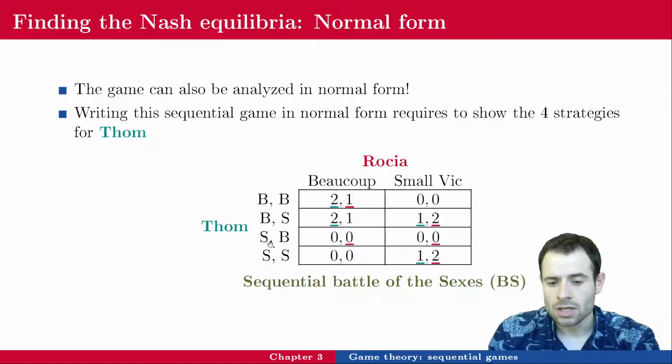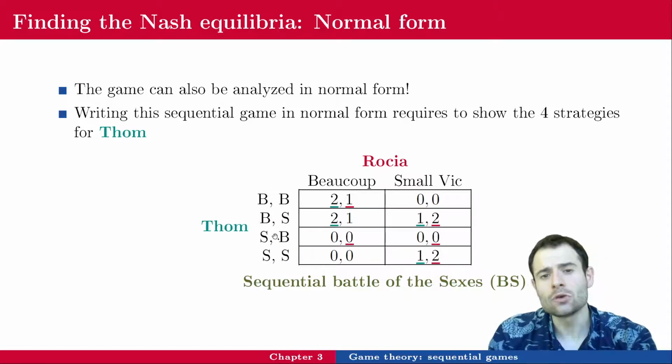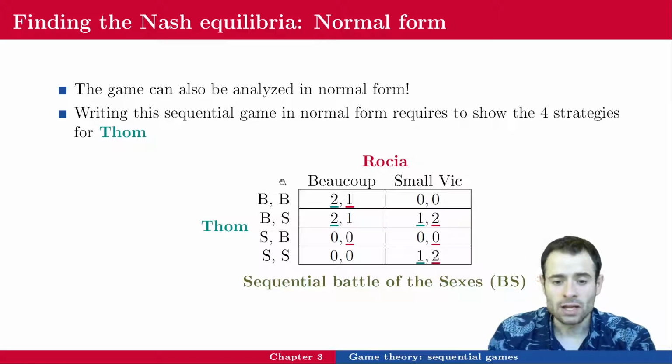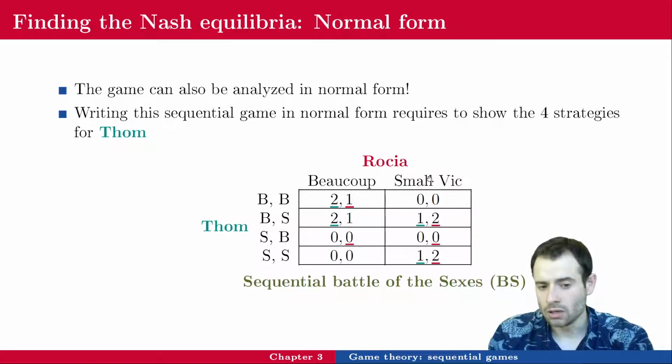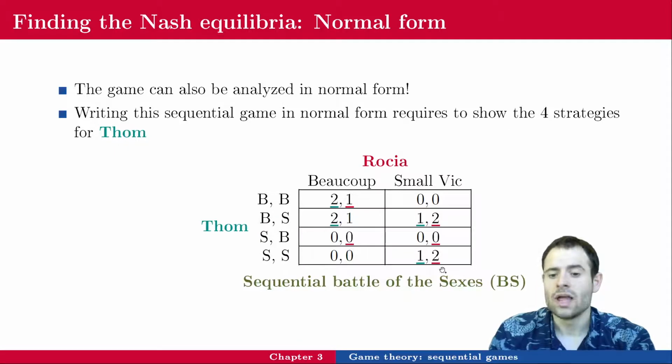He is not going to meet her. So in both cases, they both get a payoff of 0. Finally, if Tom goes to small victory no matter what, in the case where Rosia goes to beaucoup, they miss each other and get 0. And in the case where she goes to small victory, they meet and Tom gets a payoff of 1, Rosia gets a payoff of 2.